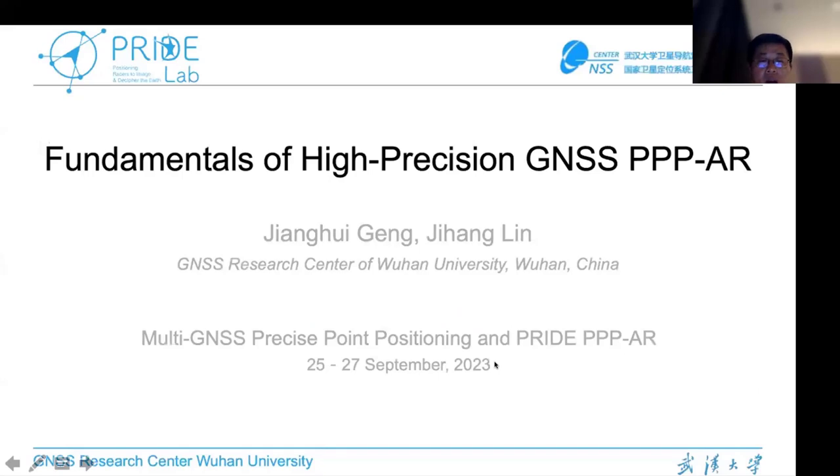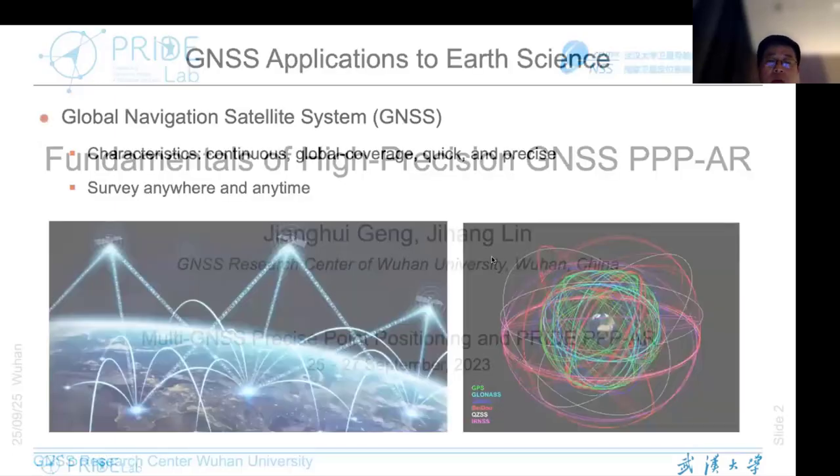Okay, before we start to talk about the software, and how we can do precise point positioning based on multi-GNSS data, we'd like to have a brief introduction on the data itself, as well as the infrastructure, the GNSS constellation, to see how we can utilize this constellation to do precise positioning on a global scale. So where shall we start?